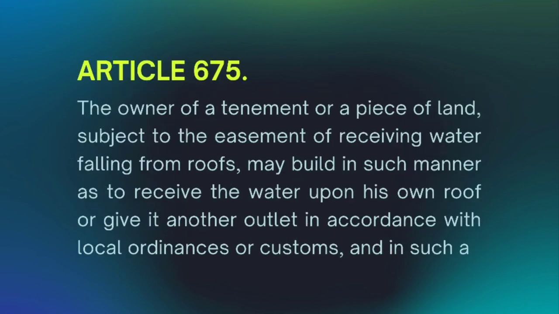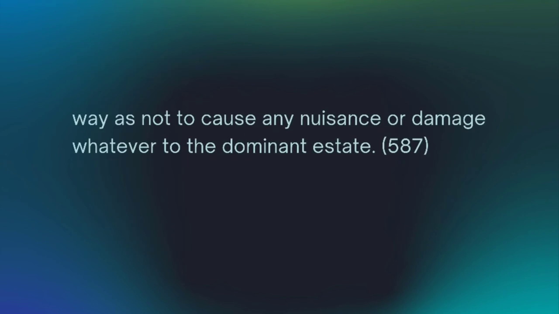Article 675. The owner of a tenement or a piece of land, subject to the easement of receiving water falling from roofs, may build in such manner as to receive the water upon his own roof, or give it another outlet, in accordance with local ordinances or customs, and in such a way as not to cause any nuisance, or damage whatever to the dominant estate.